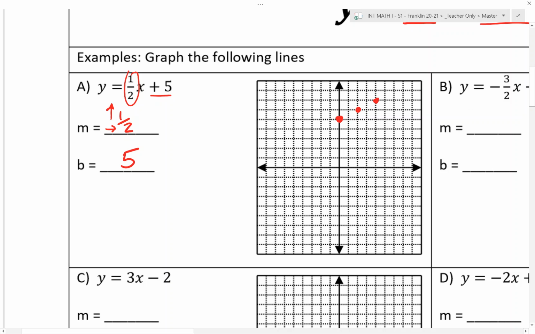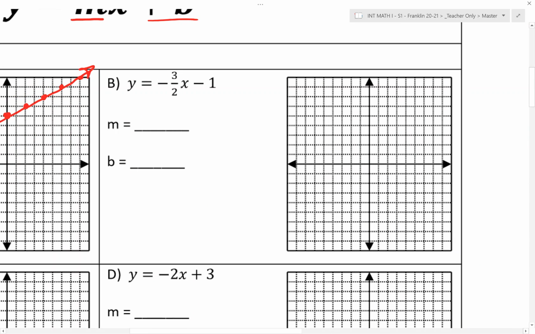You want to do that over and over, up 1, right 2, until you get to the edge of the graph. Then you want to go back to the middle and go backwards, down 1, left 2, keeping a straight line, just so it's nice and easy to go through all the points like that. And there you have it. So from 5 on the y-axis, up 1, right 2, over and over, until you can make a nice straight line. Let's go on to example B.